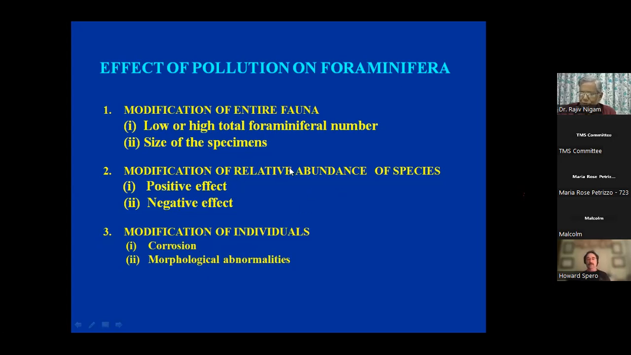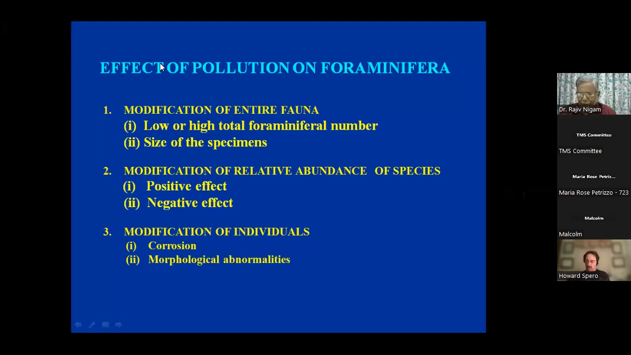Then afterwards, when the intensity increases, some opportunistic species take the pollutant as food and grow more in number, or they grow less in number if the effluent is toxic to them. And when the entire fauna is affected, we get a low or high total foraminiferal number as compared to the normal environment, and the size of the specimens, normally we see dwarf specimens in the polluted areas.